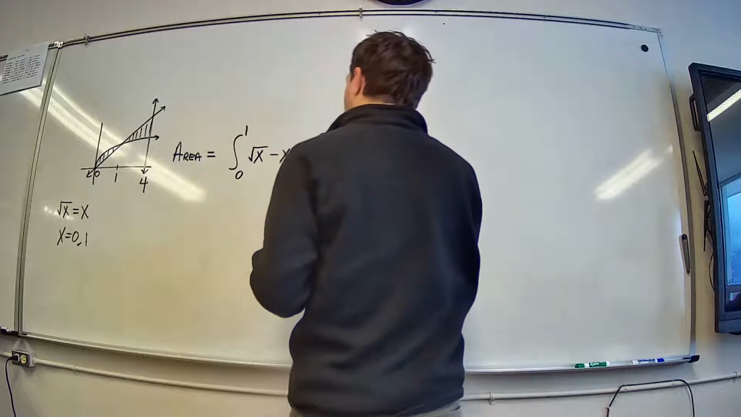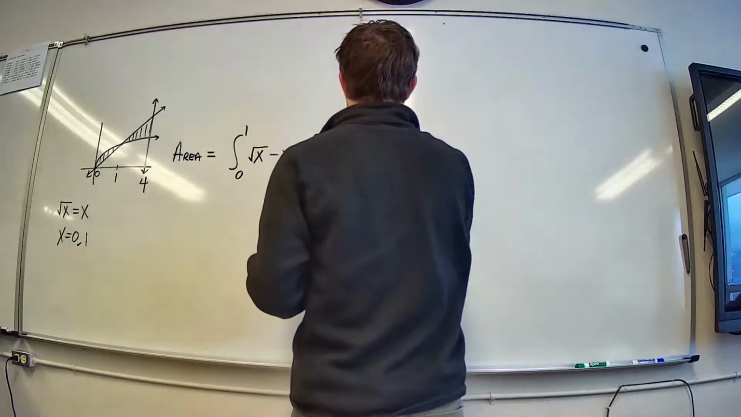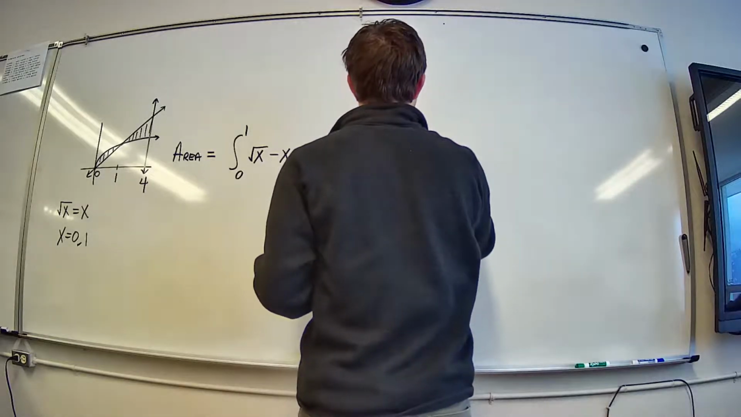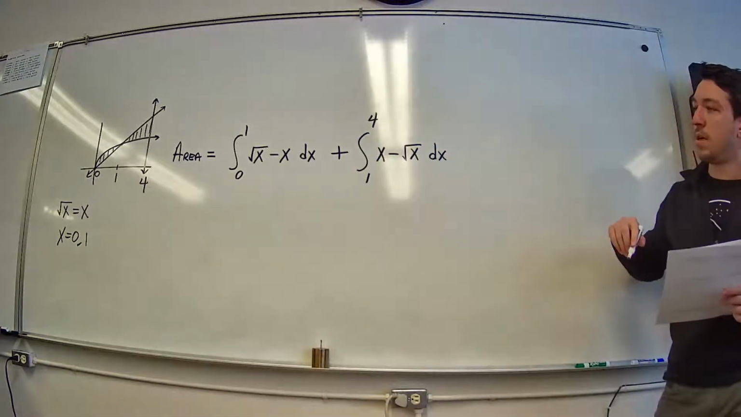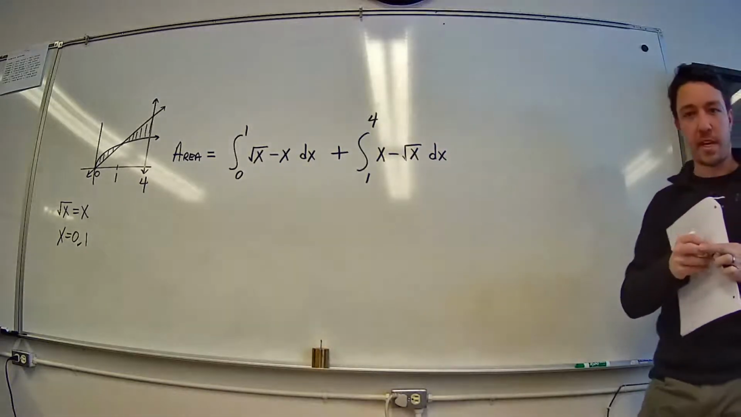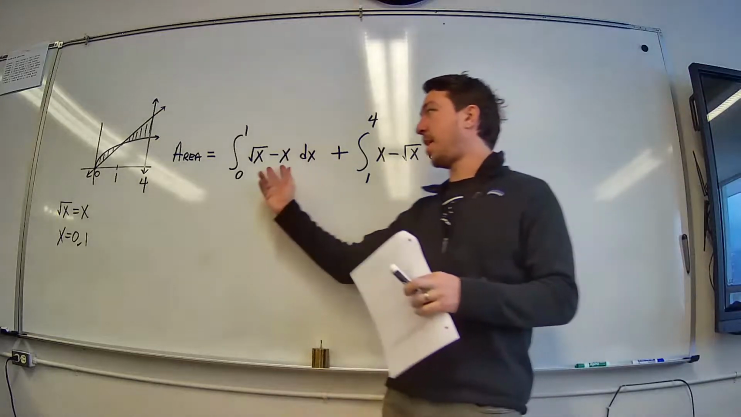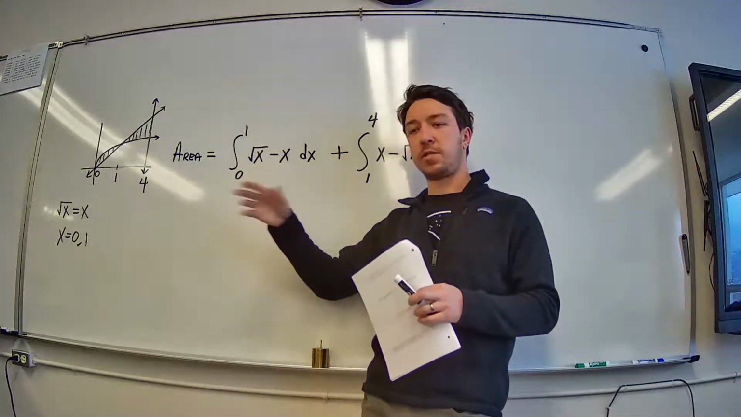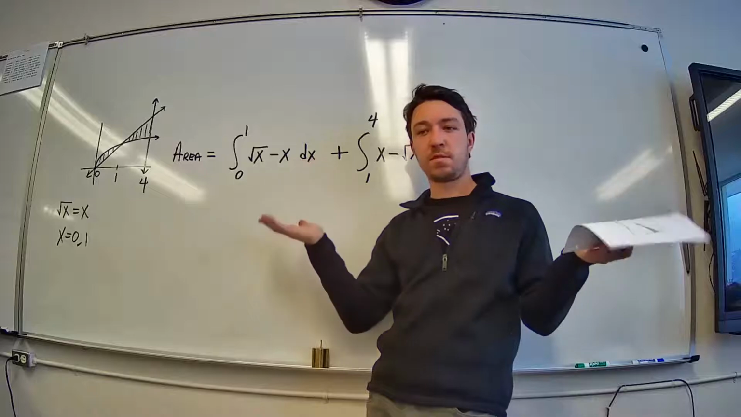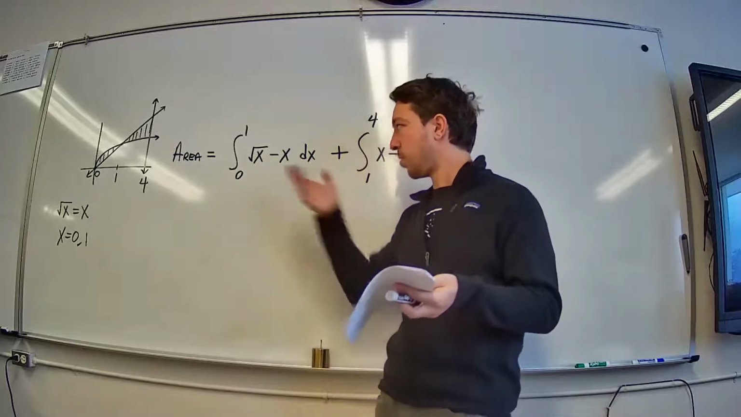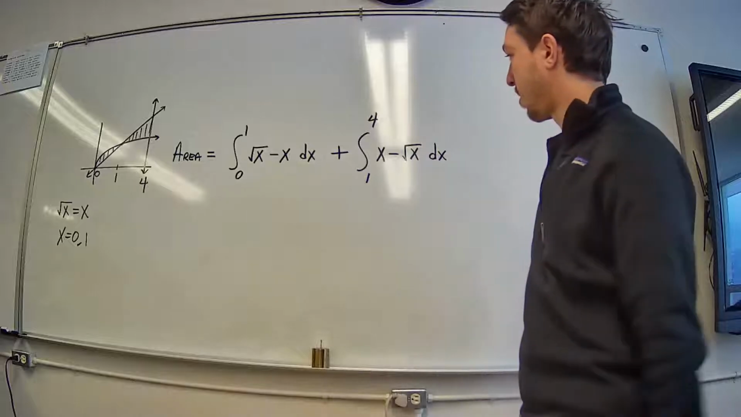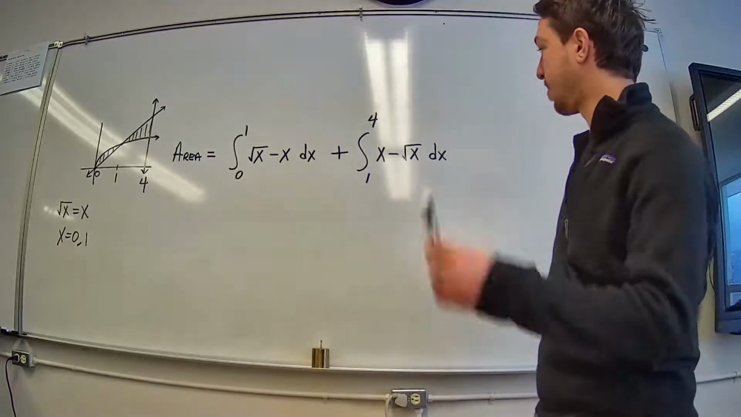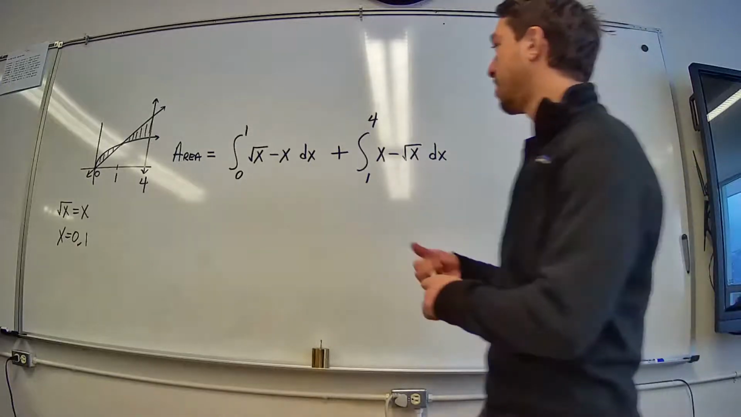Then the integral from 1 to 4 of x minus root x. There's nothing super tricky happening here. If I had these swapped, it would just produce the opposite answer. Does that make sense? Once we get the number out, we'll discuss that for another couple of seconds. Okay, integration time.